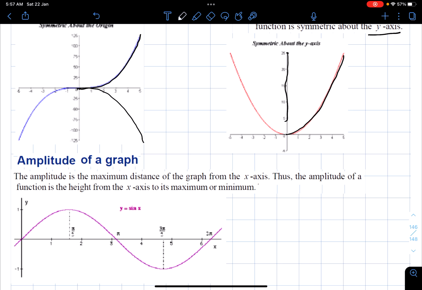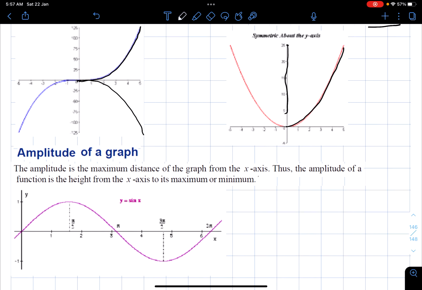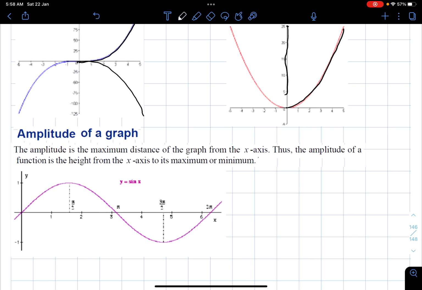And what is the amplitude of a graph? Amplitude. What is the amplitude? So we saw the sine curve, isn't it? It starts from 0, goes to pi by 2, then comes to pi at 0, again to 3 pi by 2 it comes down, and again to 2 pi. So the maximum length, this length, is called the amplitude.